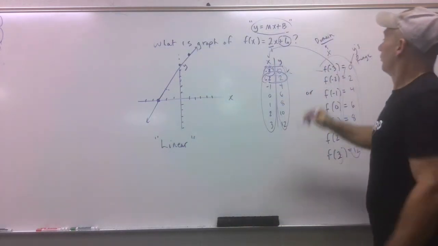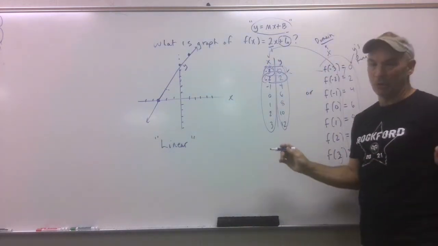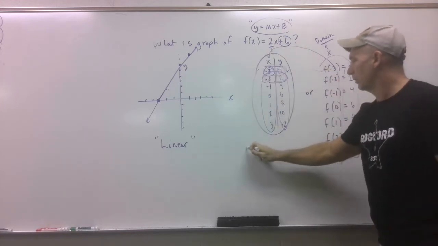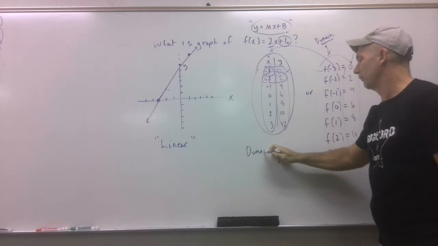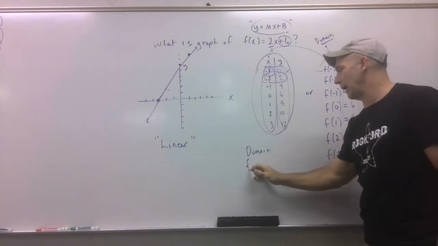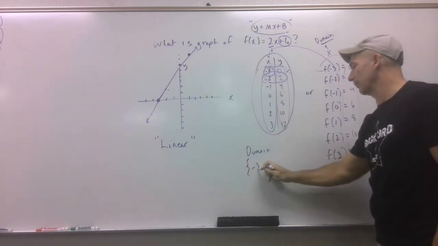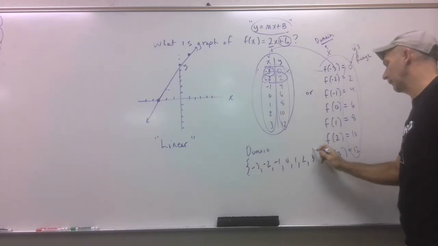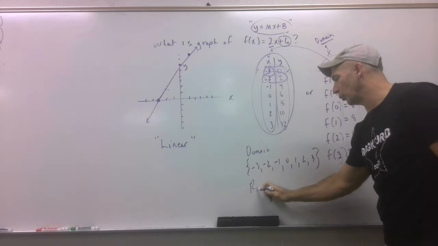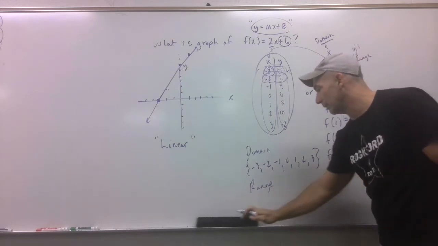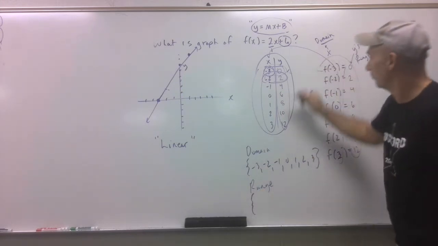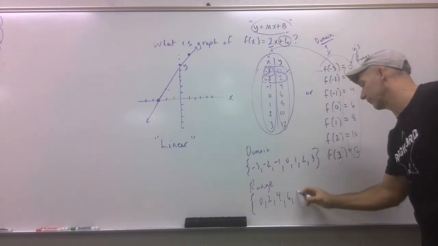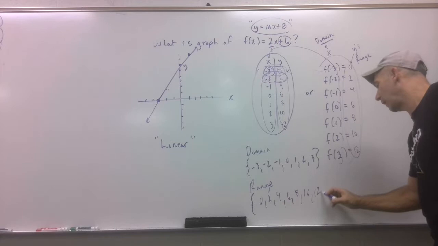And so here's the big moment. If they said, looking at this chart, what's your domain? You would say, aha, that's my x's. Negative 3, negative 2, negative 1, 0, 1, 2, 3. Now, if they asked you what's the range, I would say my list of y's. 0, 2, 4, 6, 8, 10, 12.